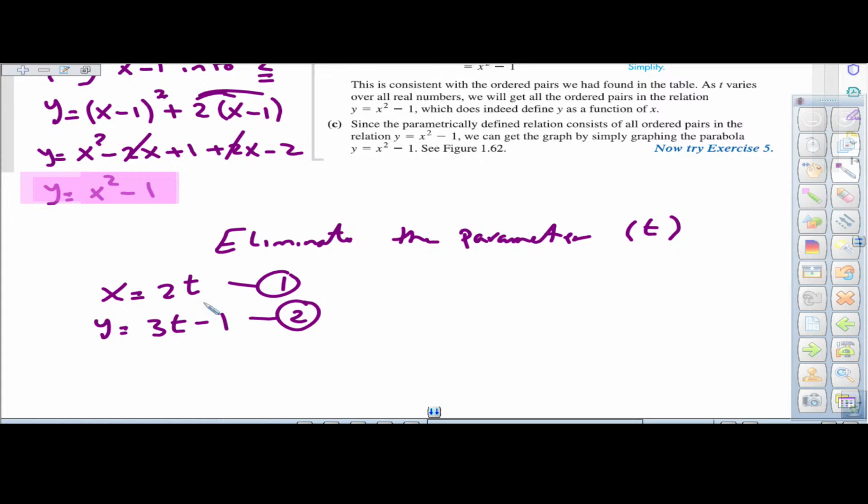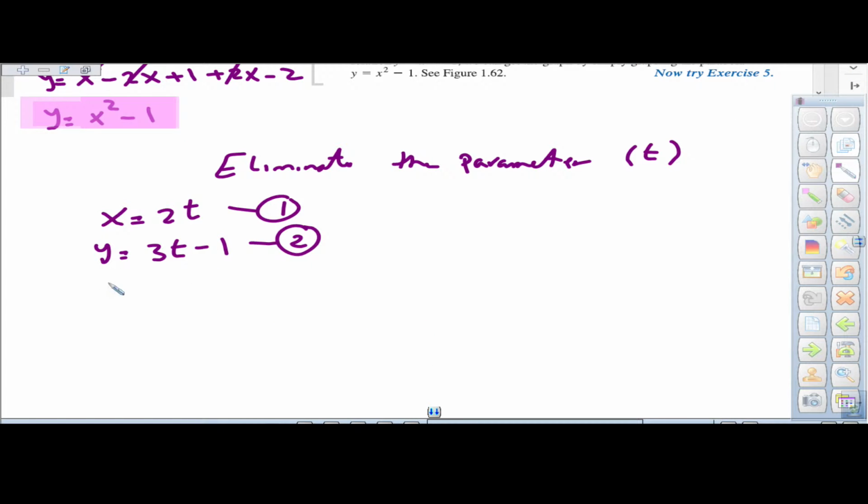Remember, with number 1 you have to divide by 2. It's not horrible, I'm just saying. Number 2, you don't have to divide by 2. So it doesn't matter which one you choose. I'm going to pick the straightforward one, so I'm going to work with number 2. y equals 3t minus 1, so I have to add 1 to both sides. Remember, I'm trying to isolate the t's, so y plus 1 equals 3t.